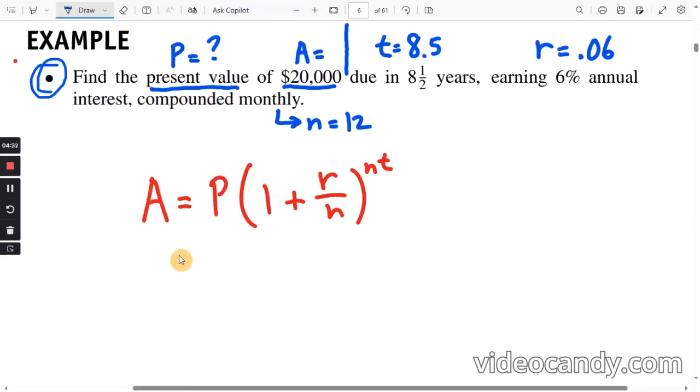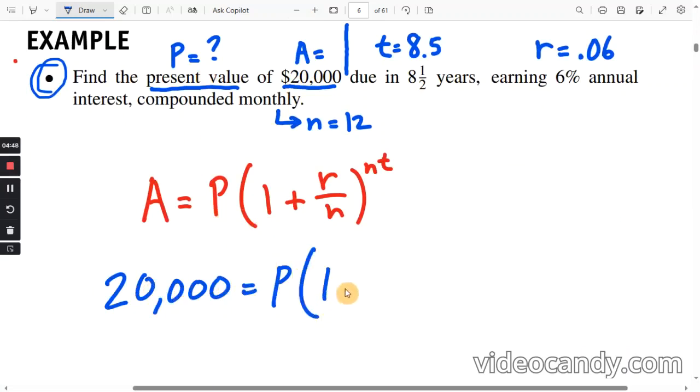So let's see the accumulated amount. This is the amount that you end up with. That's 20 grand or $20,000. And that equals P, the principal or present value, same thing. That's going to be times 1 plus R, which is 0.06, divided by N, which is 12. And that whole thing is raised to the power of N, which is 12, times t, which is 8.5.